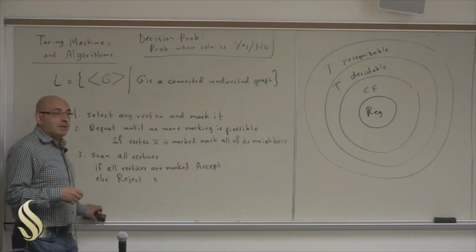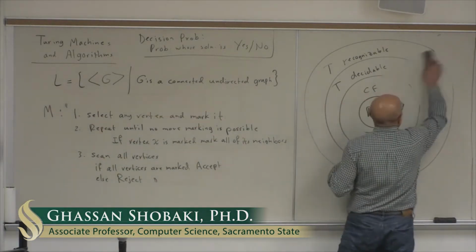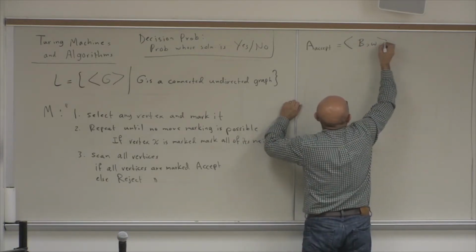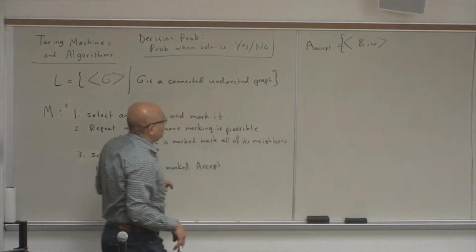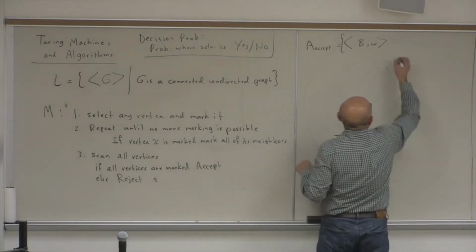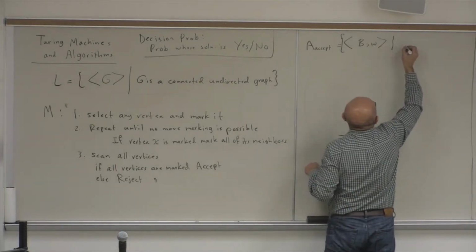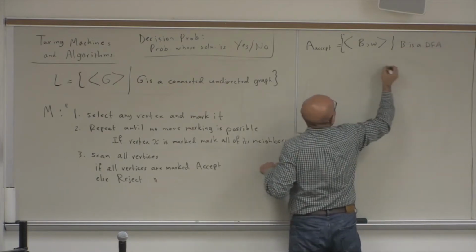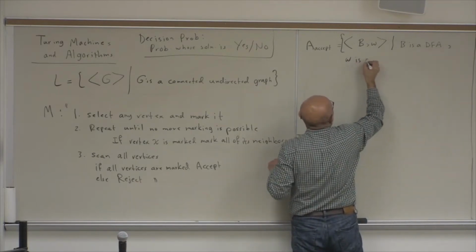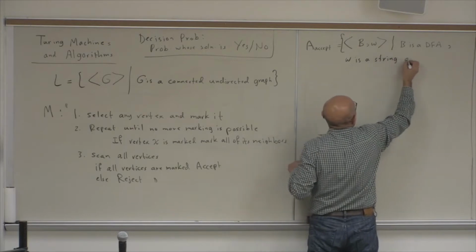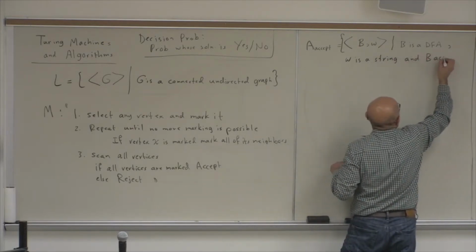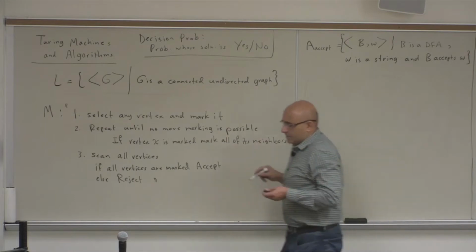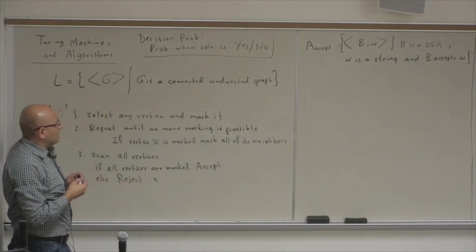Now let's look into problems that are related to finite automata and context-free grammars, B and W, where B is a finite automaton and W is a string, such that B is a DFA, W is a string, and B accepts W. So what's this? So this is just the finite automaton acceptance language.